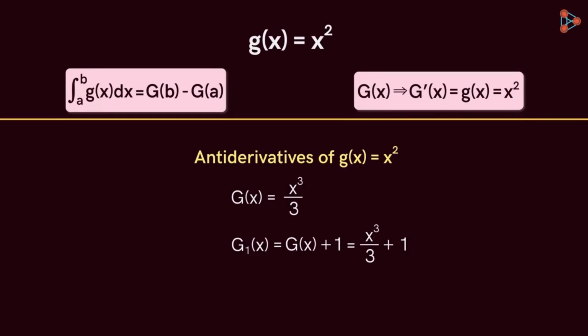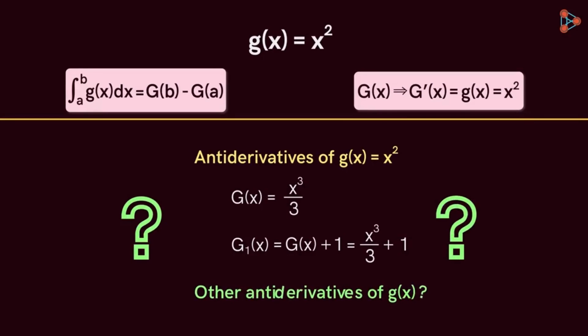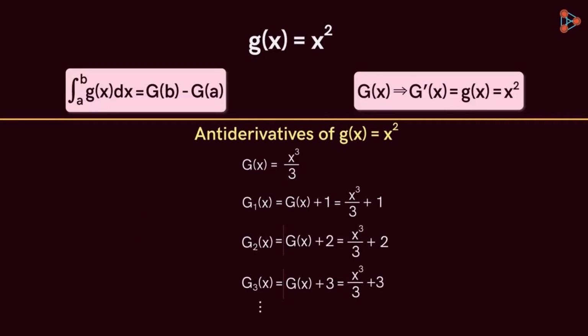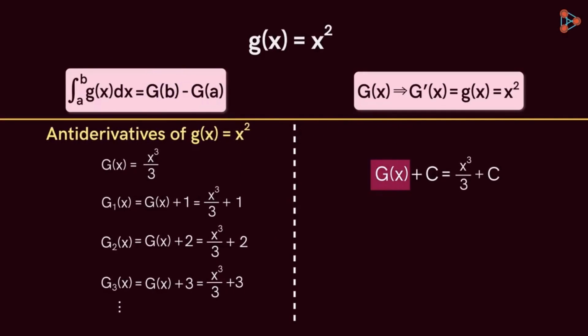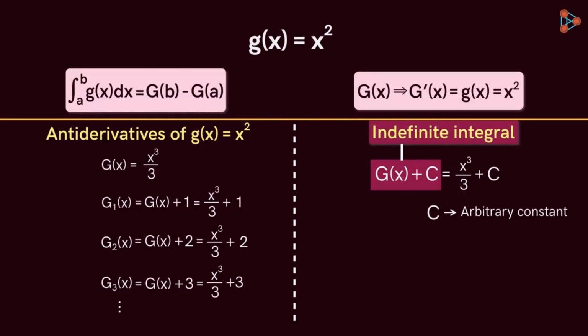Now let me ask you a question. Are there any other antiderivatives of g of x? Correct. Any function which is equal to g of x plus some constant will be the antiderivative of g of x. Now we can use any of these antiderivatives to find the integral of the function. We will always get the value of this integral to be equal to capital G of b minus capital G of a. So for this reason, we denote all these antiderivatives by one general antiderivative, capital G of x plus a constant c, called the indefinite integral of g of x.